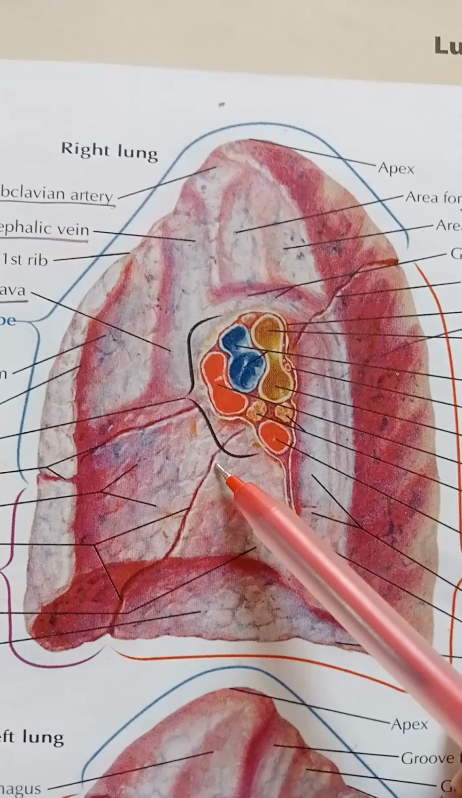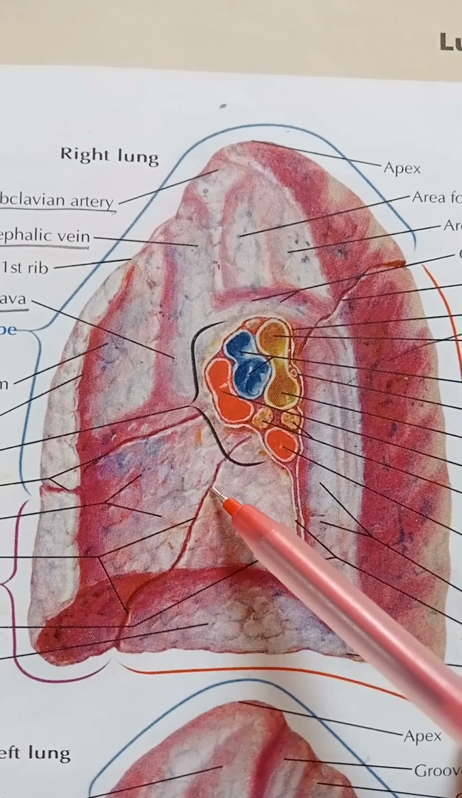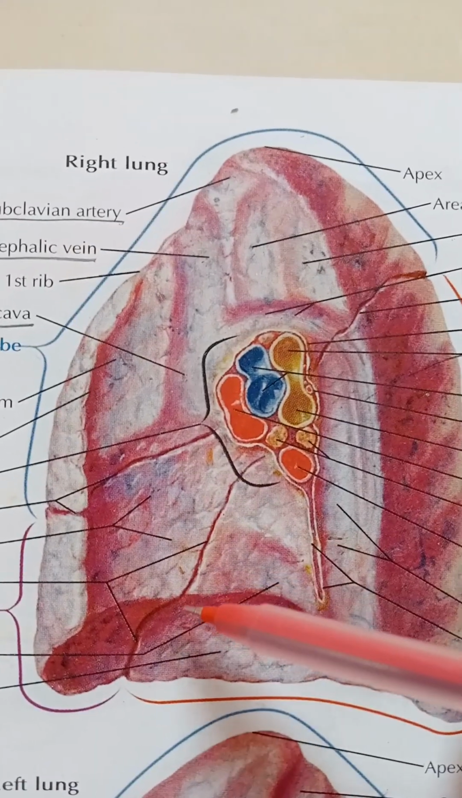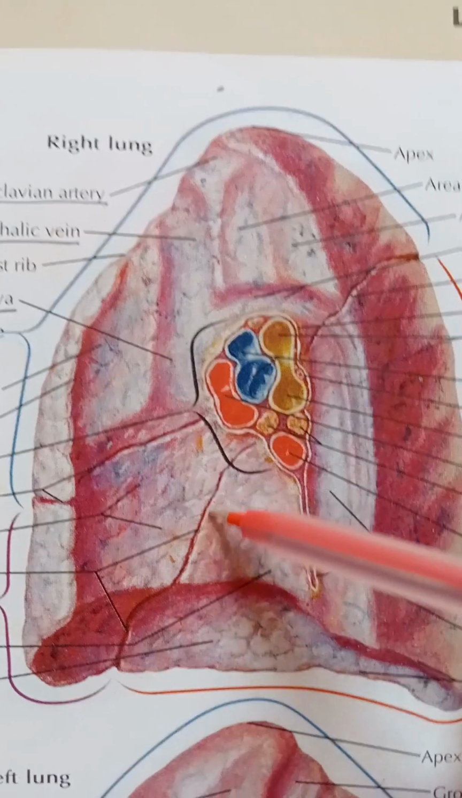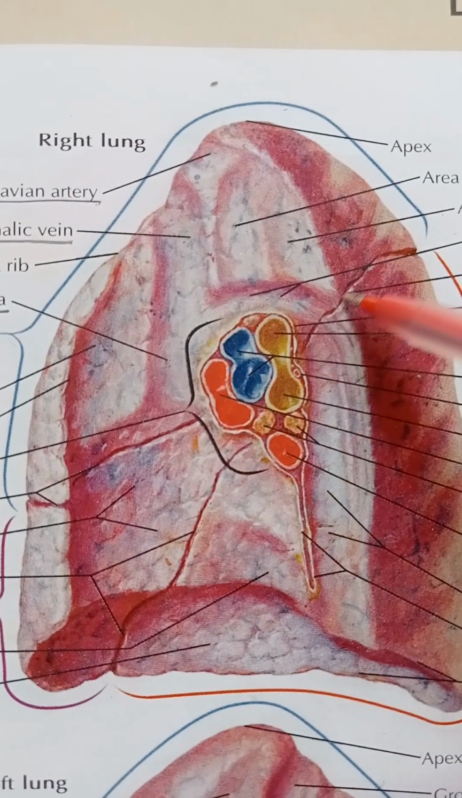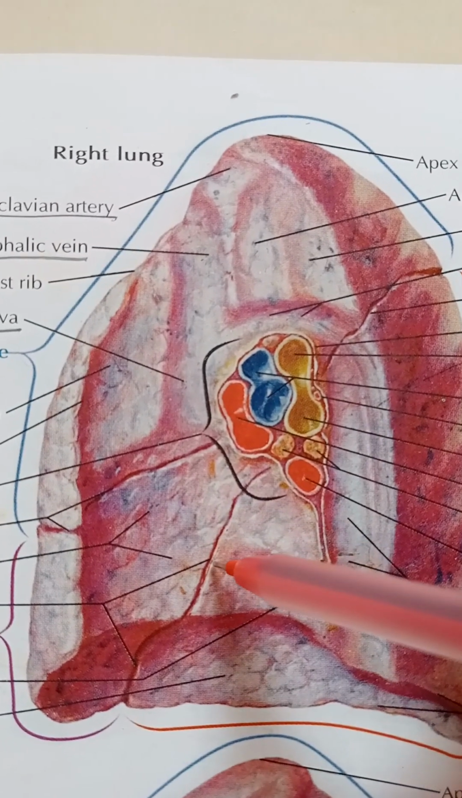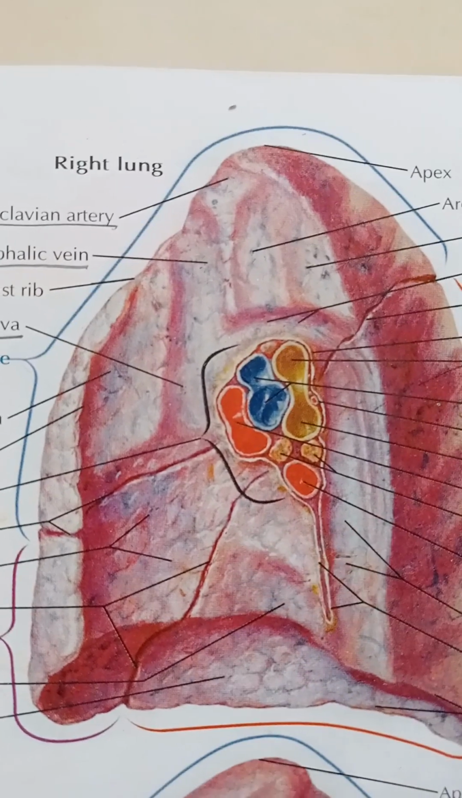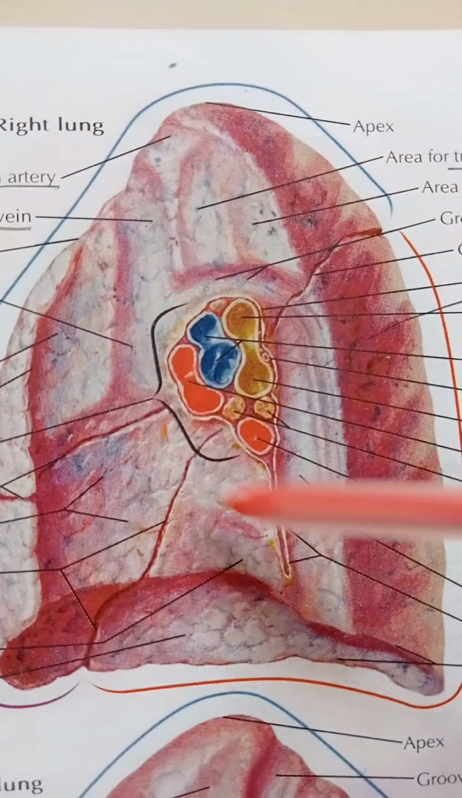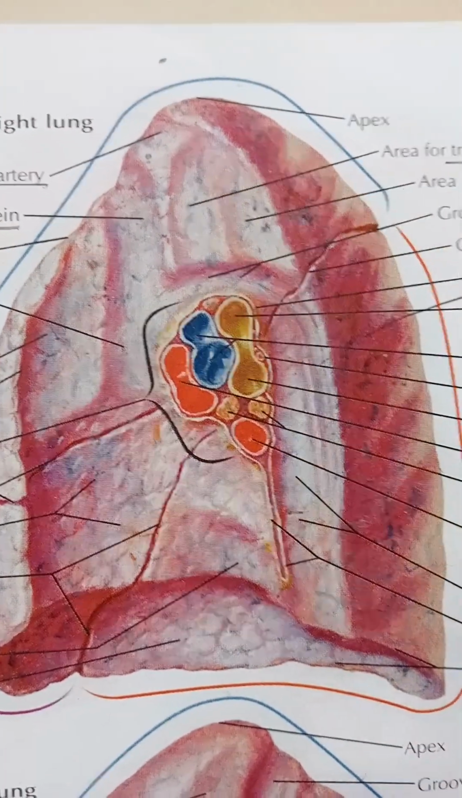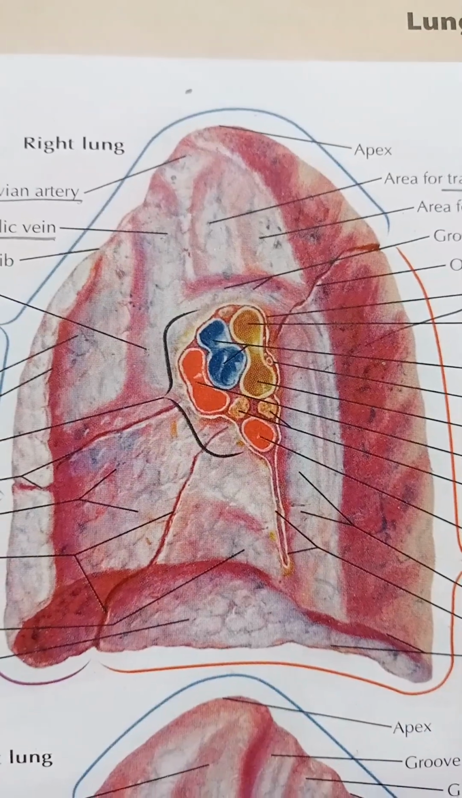And the pulmonary pleura, or visceral pleura, also extends into the depth of the fissures of the lung. Here we can see these are the fissures, oblique fissure and horizontal fissure, and the pulmonary pleura extends up to the depth of the fissure. Even the shininess of the lung is due to the visceral pleura.